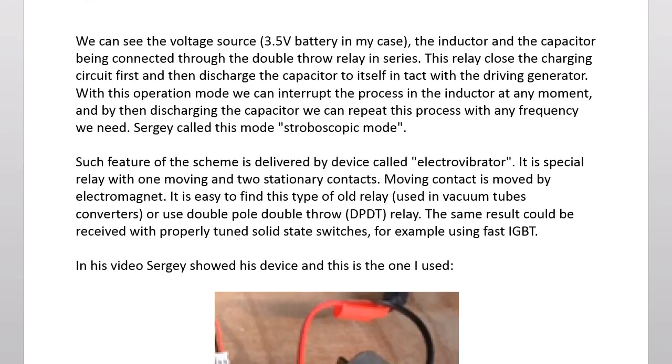We can see the voltage source, a 3.5 volt battery in my case, the inductor and the capacitor being connected through the double-throw relay in series. This relay closes the charging circuit first and then discharges the capacitor to itself, intact with the driving generator.